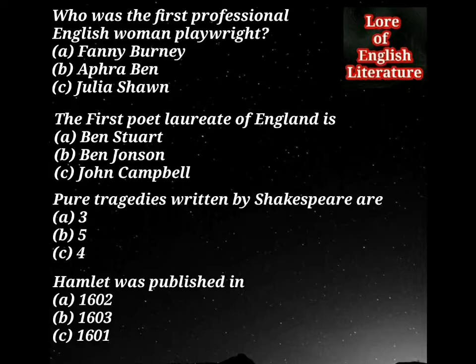Pure tragedies written by Shakespeare are 3, 5 or 4. So pure tragedies are 4. So the 4 tragedies are Othello, King Lear, Macbeth and Hamlet. Hamlet was published in, so we have 3 options: 1602, 1603, 1601. So Hamlet was published in 1602. So over here A is the correct option.